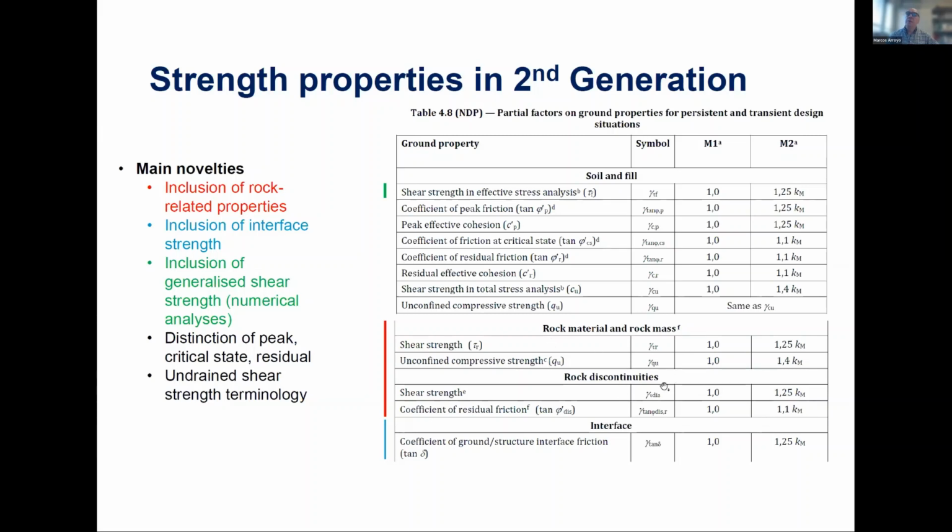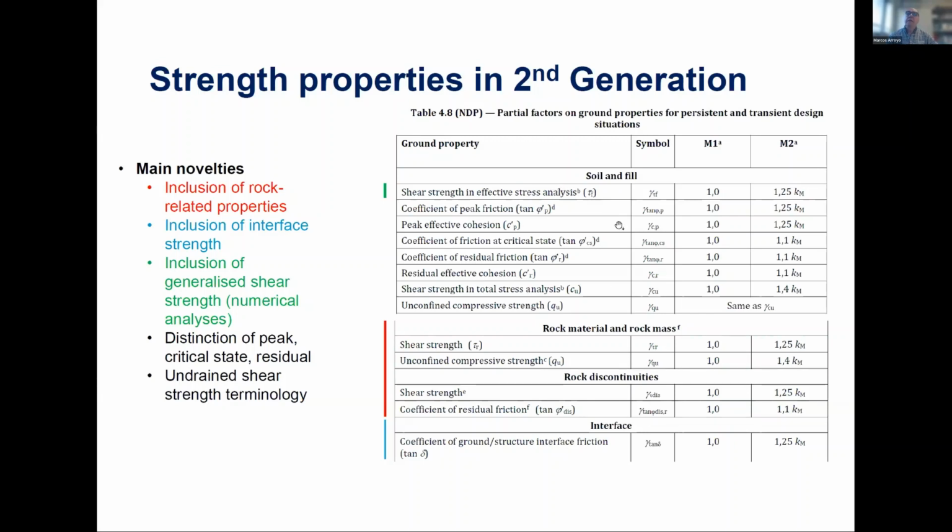There is also a novelty, which is interface strength. Interface strength is relevant because now the Eurocode will also cover reinforced soils, for instance, with geosynthetics, and that is a highly relevant property, not only for that, but I suppose that the fact that it is now at the forefront is partly related to the broader scope of this second generation. Then, when you look just at soil, you will also see more than 4 properties here.